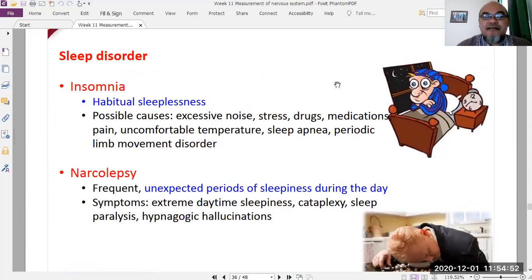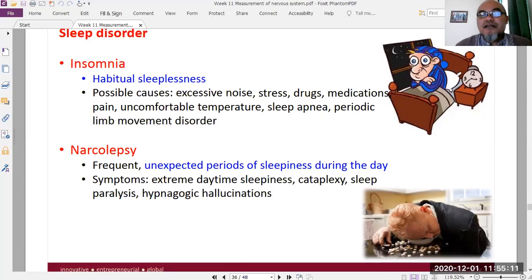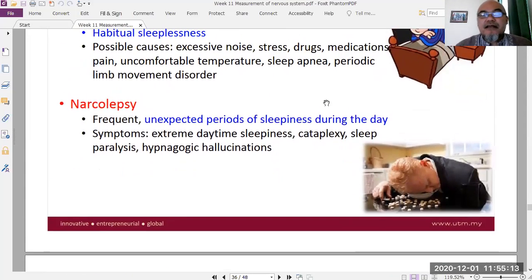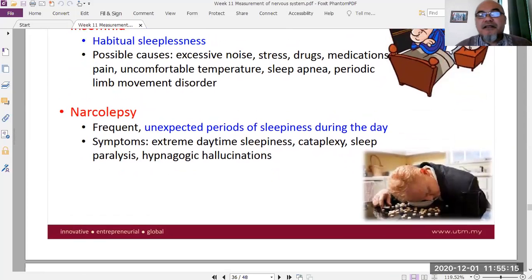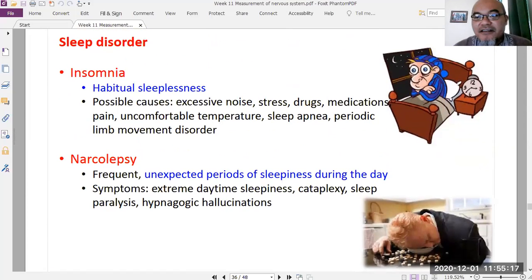Then these are some of the sleep disorders. Insomnia is habitual sleeplessness caused by, for example, excessive noise, stress, drugs, medication, pain, uncomfortable temperature, sleep apnea, periodic limb movement disorder, etc. Narcolepsy is unexpected periods of sleepiness during the day.